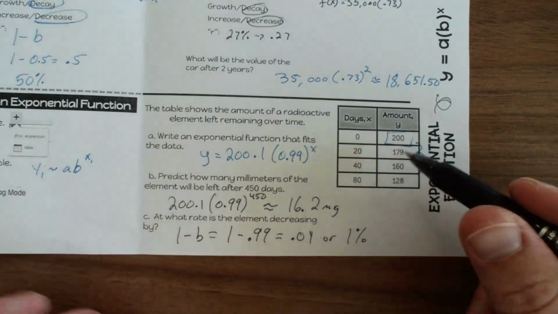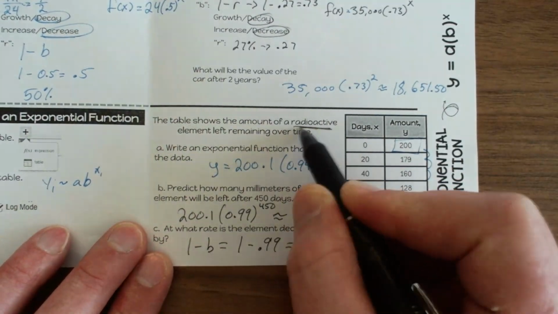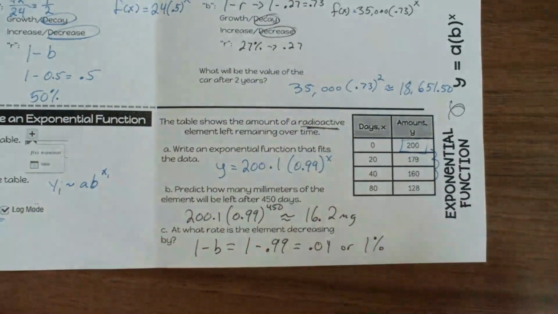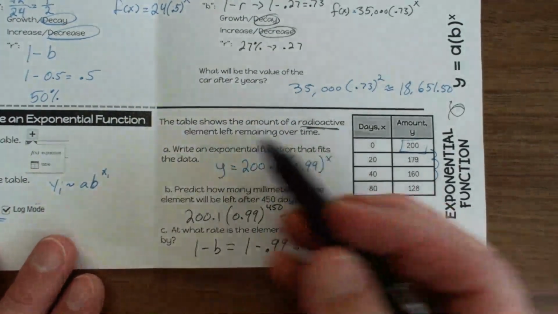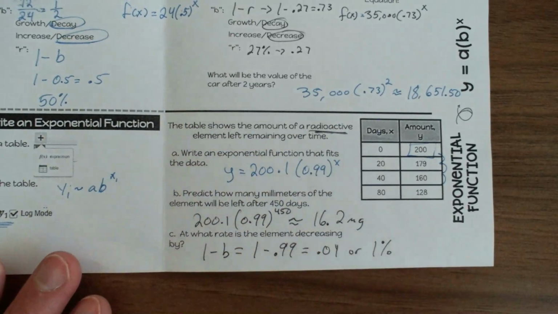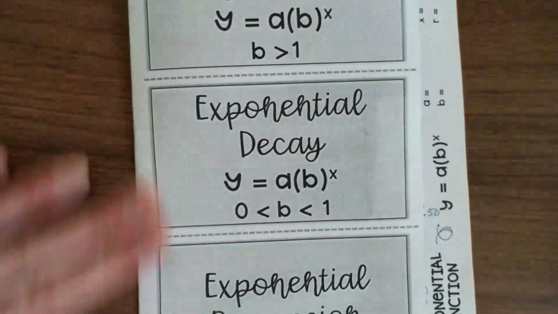So it's decreasing by 1%, which is something that happens a lot with radioactive material. It will decrease in radioactivity over time. And this is a very common type question that would show up with exponential functions, especially exponential decay. And that's our notes for exponential growth, exponential decay, and writing it in Desmos.